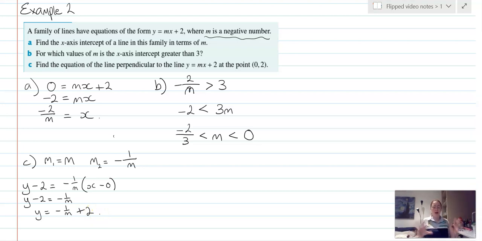So there are some slightly more abstract examples with your straight lines. None of your rules change. It's just going to be a little bit more to think about, a few less numbers, a few more letters.